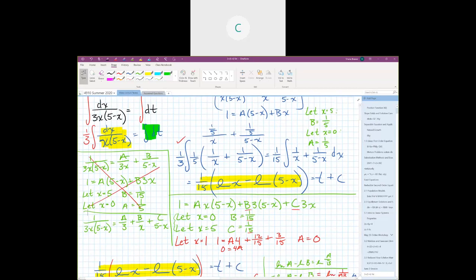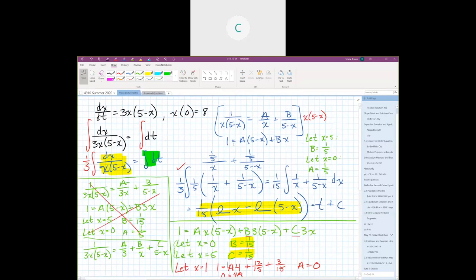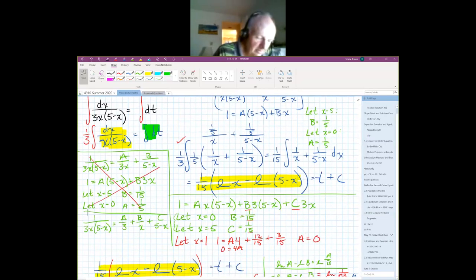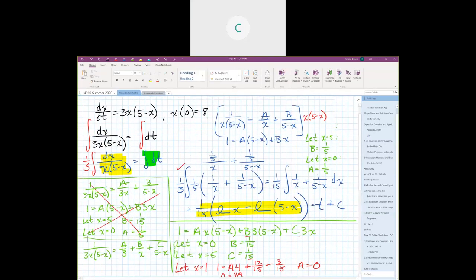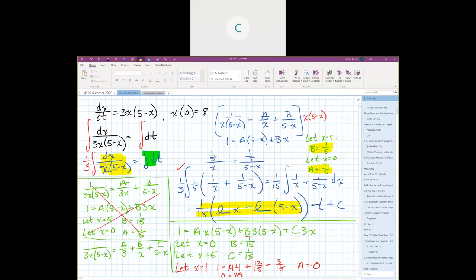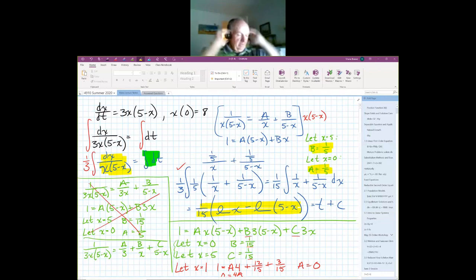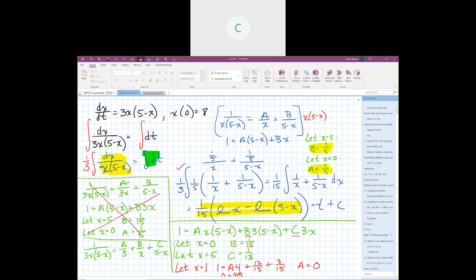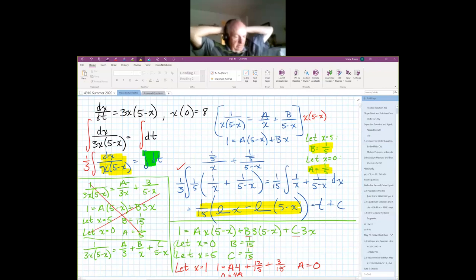So I ran outside at the very beginning of this problem, but I got A to be negative 1/5 and B to be positive 1/5. Let me go back. Here we are in our original work. I got one of those to be a negative on the right-hand side. I'm trying to follow the work.